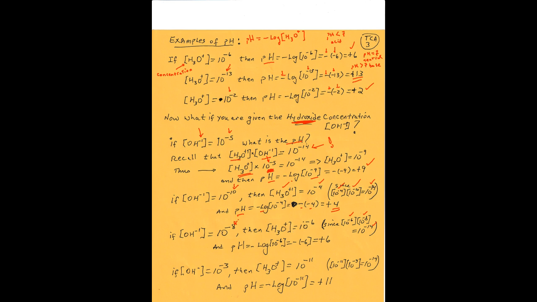Okay, and finally, one more example. If the hydroxide concentration is 10 to the negative 3, then the hydronium concentration must be 10 to the minus 11, because 10 to the minus 11 times 10 to the negative 3 is 10 to the negative 14. So if the hydronium concentration is 10 to the minus 11, then the pH is negative the log of 10 to the minus 11. So a negative 11 is plus 11.